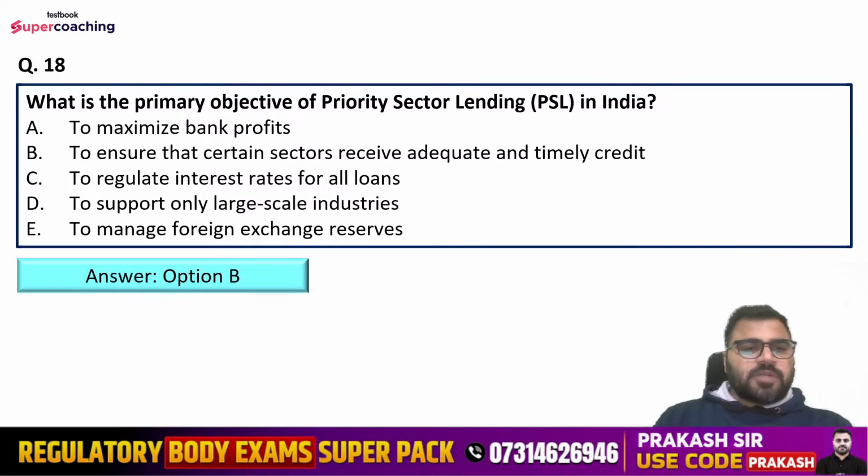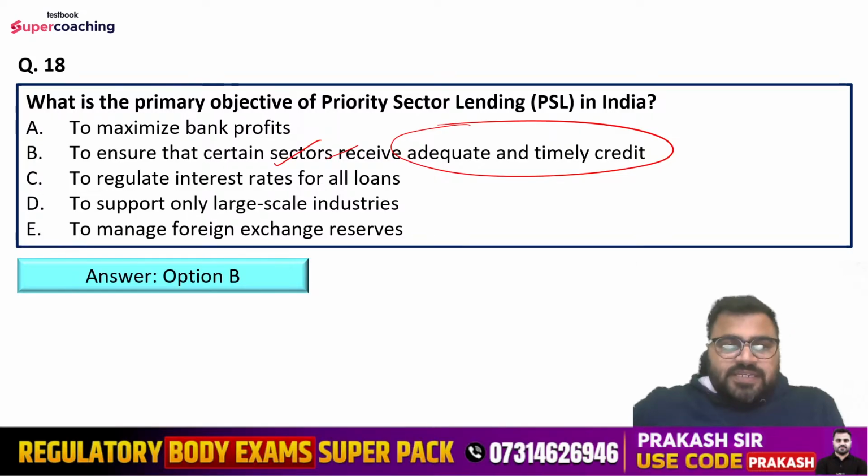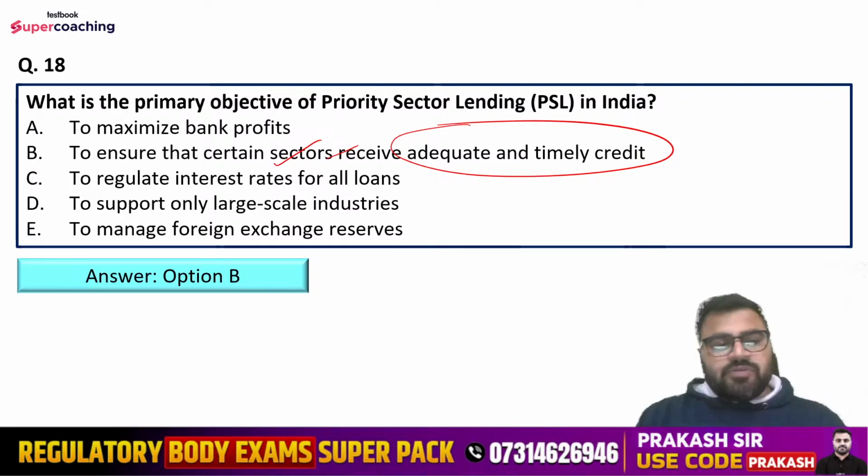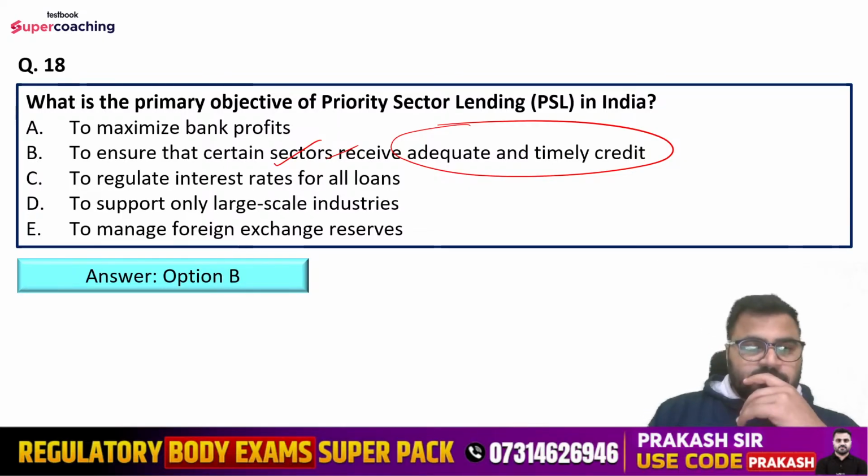So right answer is option number B, that is to ensure that certain sectors receive adequate and timely credit. So there are sectors which are not getting adequate loans. So basically यहाँ पे priority sector lending का norms लेकर आना पड़ा, जिसकी वजह से certain sectors can receive the adequate and timely credit so that they can also grow simultaneously with the growing sectors.